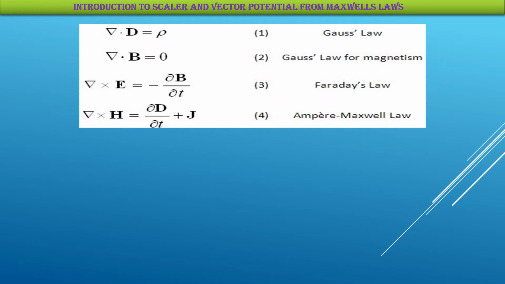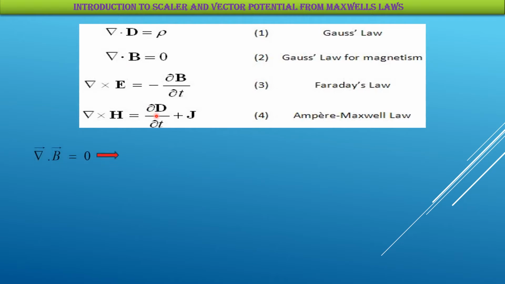First is the introduction to scalar and vector potential. These are the four laws of Maxwell. First one is the Gauss law. Second one is the Gauss law for magnetism, Maxwell's second equation. Third equation is Faraday's law of electromagnetic induction. And fourth one is the curl of H, the modified Ampere's Maxwell law. All the details of these Maxwell's equations have been described by me previously in my lectures, so please go through that.